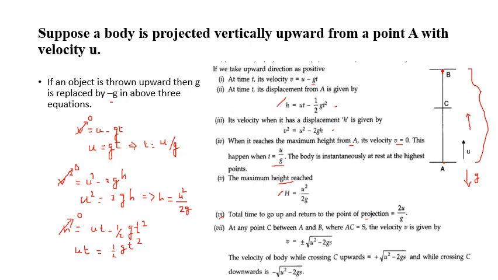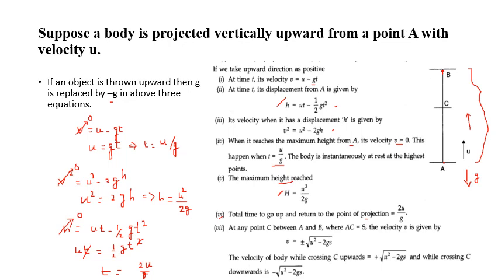Okay, then t cancelled. What you should find? T. So t equal to 2u divided by g. 2u divided by g. Is that clear to you?